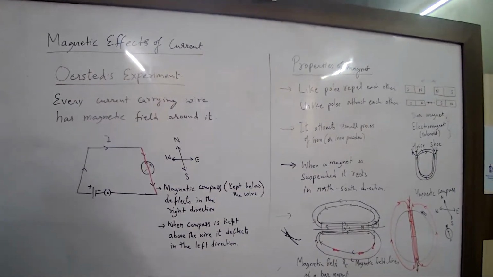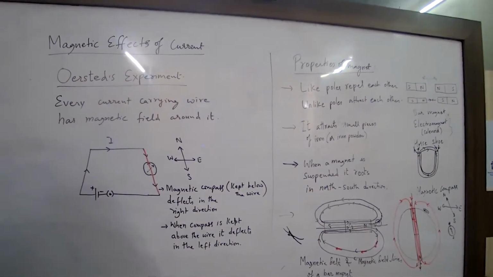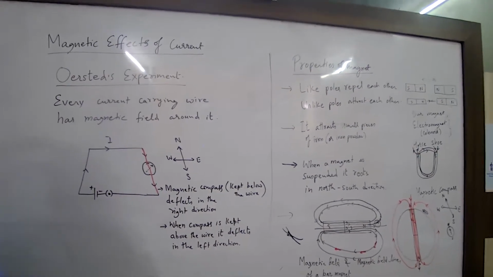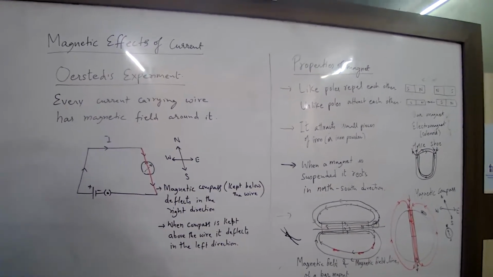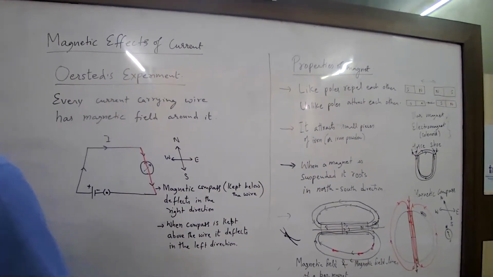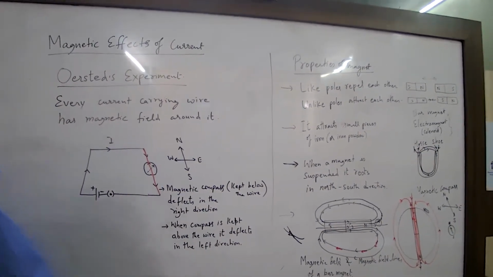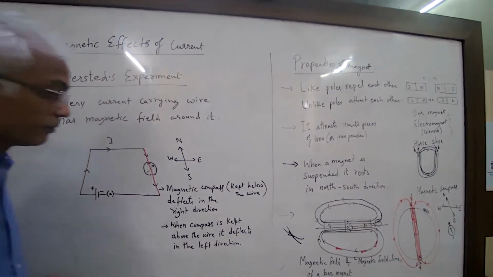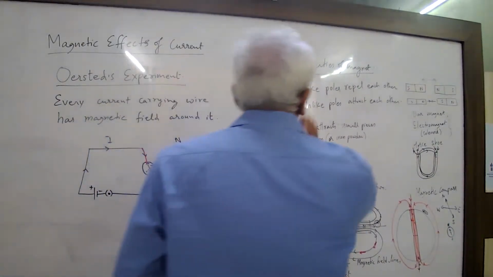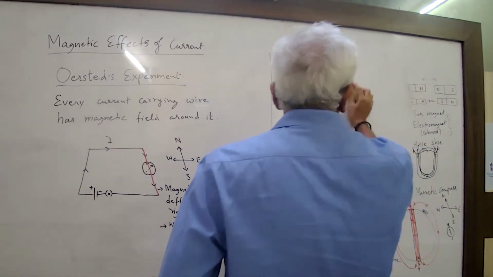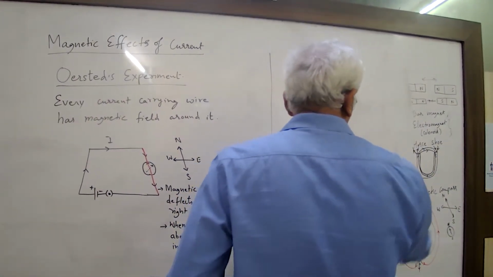So we covered magnetic field lines, magnetic properties, how to draw magnetic field lines, and Oersted's experiment. So far we have covered this. Read all this. If there is any point you have not understood, please ask.